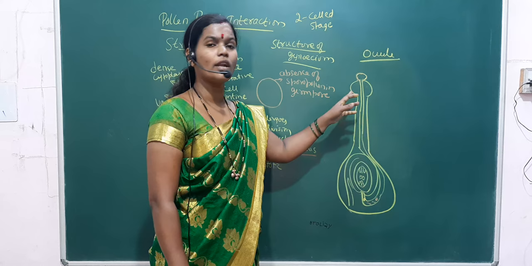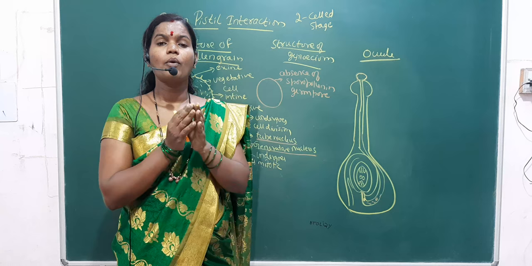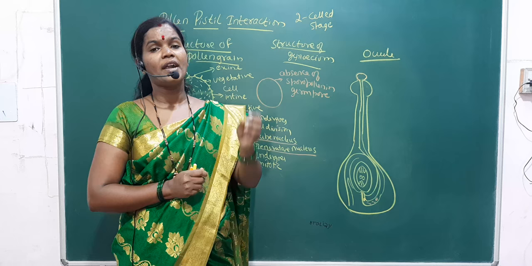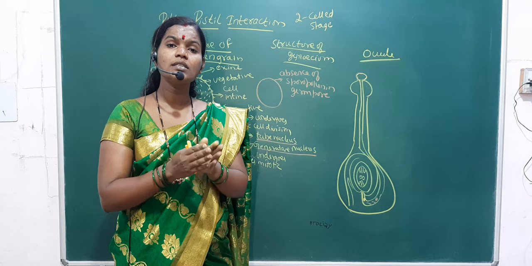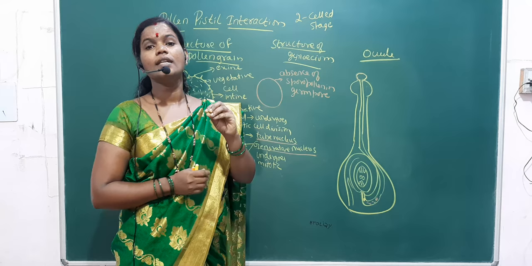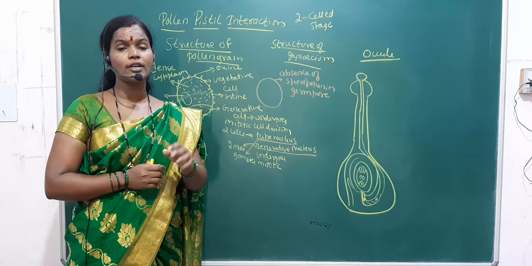Now, the problem comes here. Pollen grains are not suitable for all flowers. All the pollen grains are not suitable for all the flowers' stigma, and all the stigma are not suitable for all the pollen grains. Whenever there is a matching of the chemical components of the stigma and the pollen grain, then only the process of germination is going to occur.